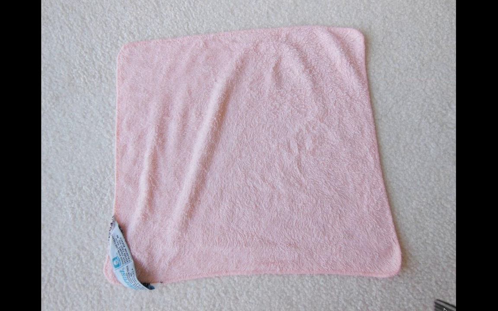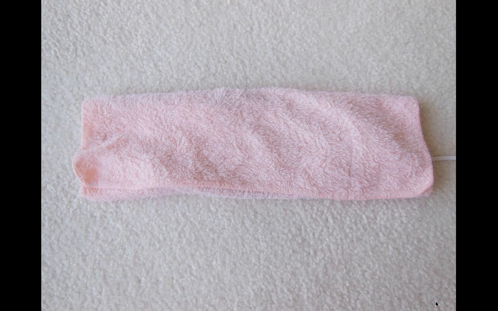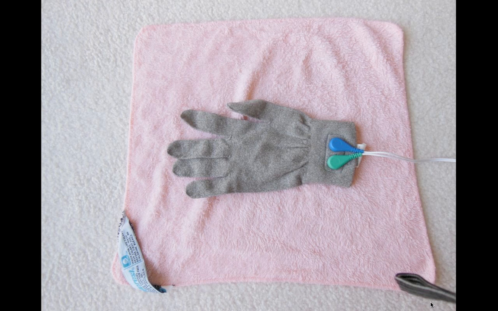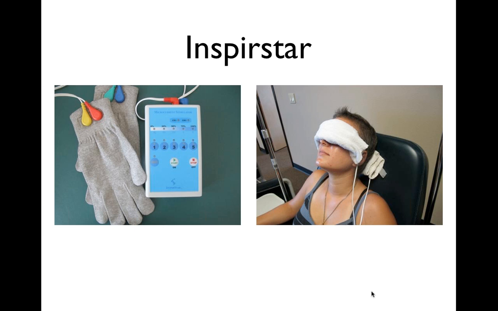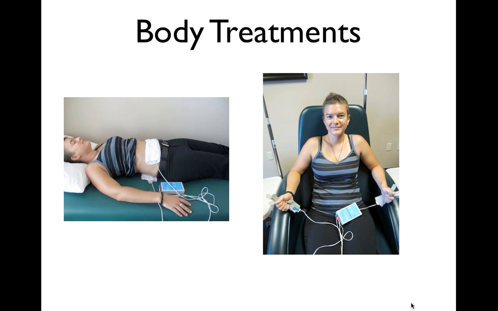So here's our Walmart washcloth, thin cotton washcloth. And we fold it in thirds like this. So first we put the glove in the center. We fold one end and we fold the other end. And then we place one over the eye like so, and one on the back of the head. And this is the position of the washcloths, front and back.